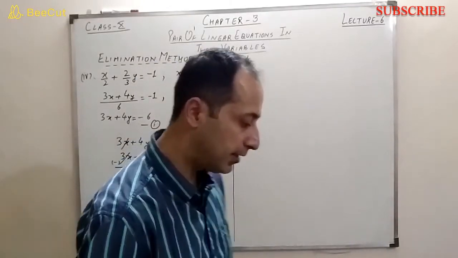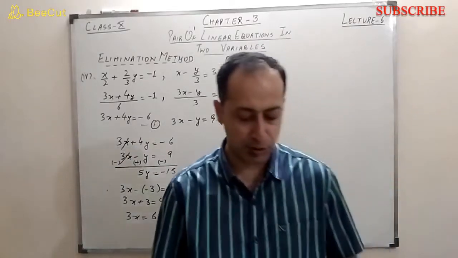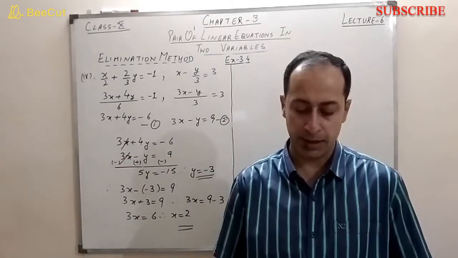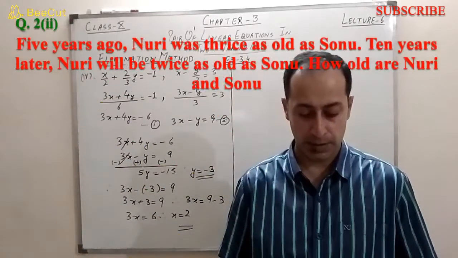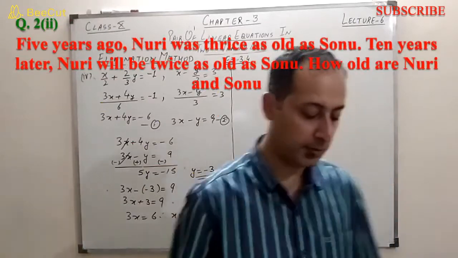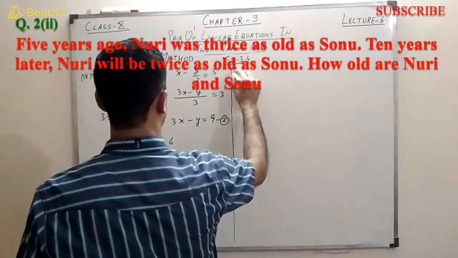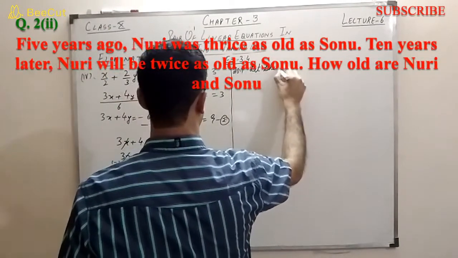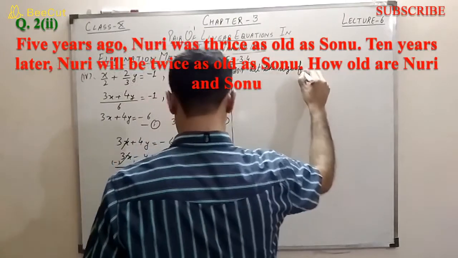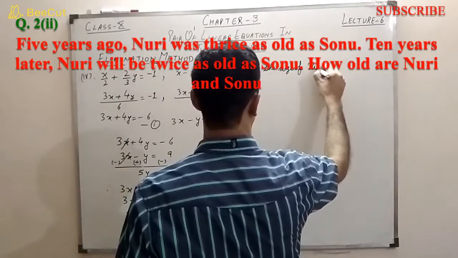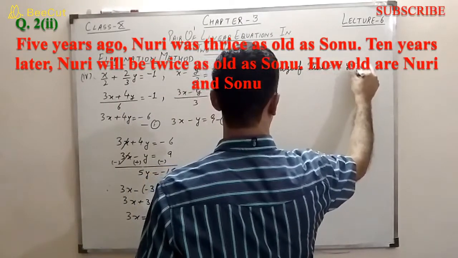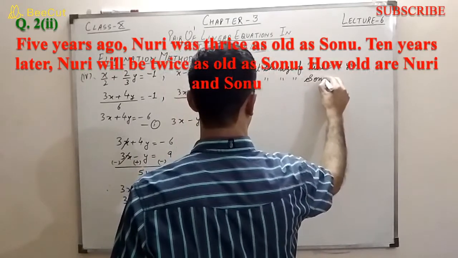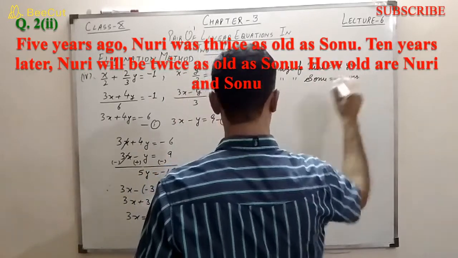Now the next question is again an age question. 5 years ago, Nuri was twice as old as Sonu. 10 years later, Nuri will be twice as old as Sonu. How old are Nuri and Sonu? So we suppose the ages to be x and y. This is the second part of the second question. Let the age of Nuri be x years and the age of Sonu be y years, right?